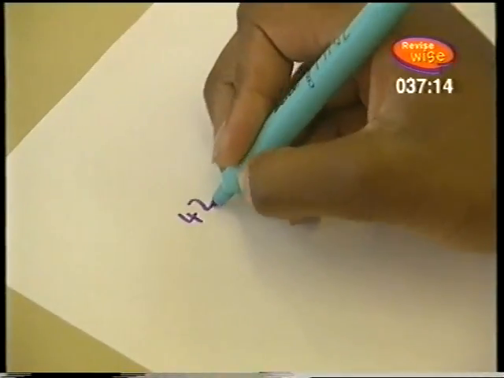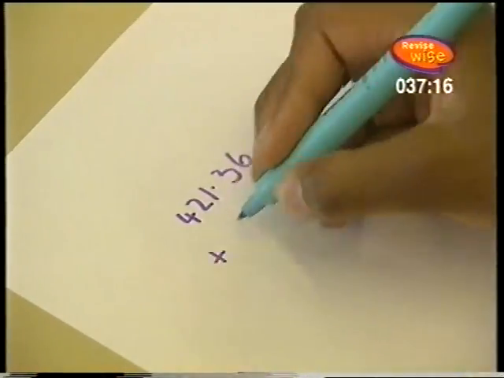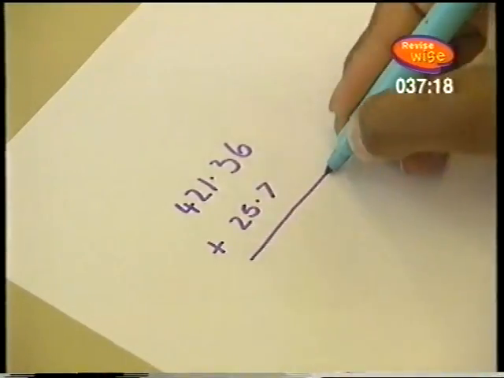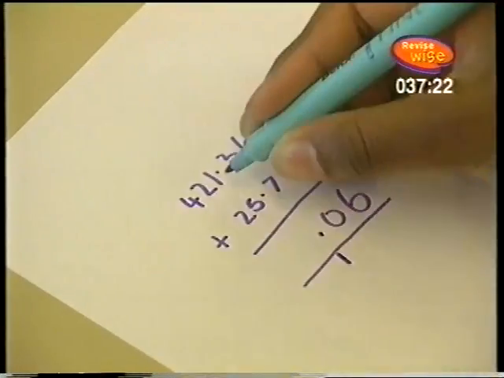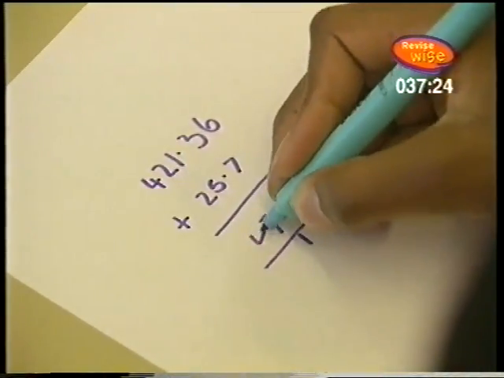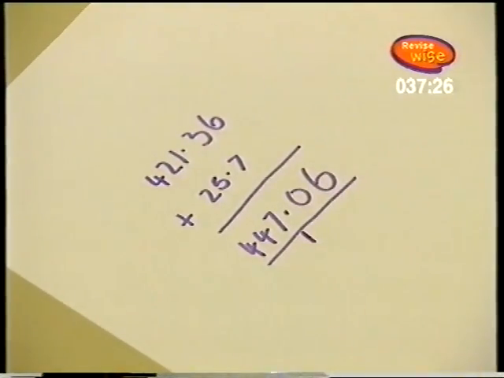Stuart's adding 421.36 and 25.7. See how careful he is to make sure he lines up the units under each other, gets the tens under each other, and the hundreds under each other, and lines up the decimal points.